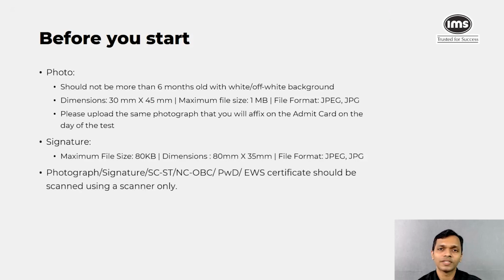Another very important thing that you need to keep in mind is that your photograph, signature, or any other document that you're uploading, whether it is your category certificate or a PWD certificate, if that is applicable, then those certificates should be scanned using a scanner only. Now, this is given because a lot of times students use their phone camera to scan these documents, and the clarity always becomes a problem. So instead of that, make sure that you use a proper scanner to scan any document that you're going to upload on the CAT form.